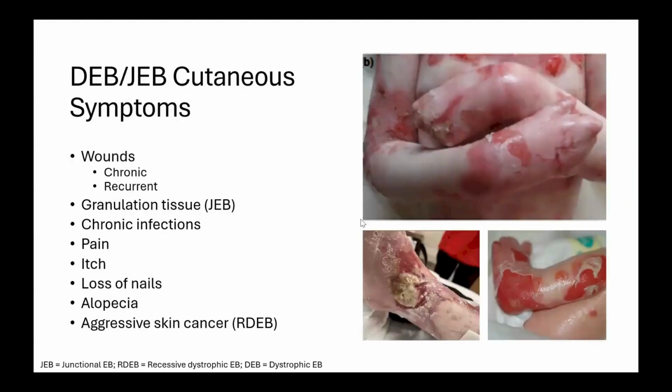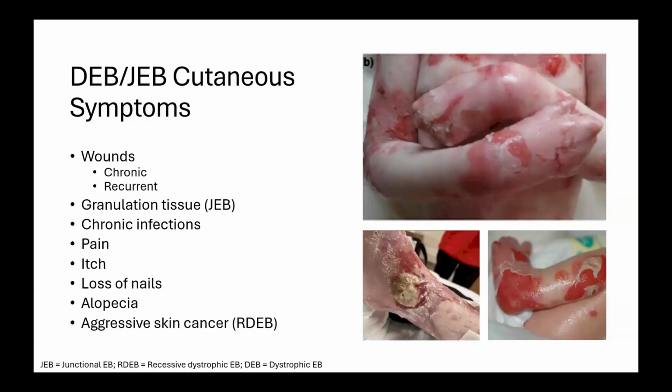So we're going to be focusing on dystrophic and junctional EB, and the main thing that we think of in terms of cutaneous symptoms is going to be wounds. You can see some of the photos on the right. There's a couple of different classifications of wounds. There are recurrent wounds, which are wounds that will open and close, tend to be in the same areas, areas that really have friction and trauma over time. And then eventually those wounds develop more into chronic wounds, wounds that just don't heal. Unfortunately, those chronic wounds in certain EB subtypes can predispose to skin cancer, as you can see in this photo on the bottom.